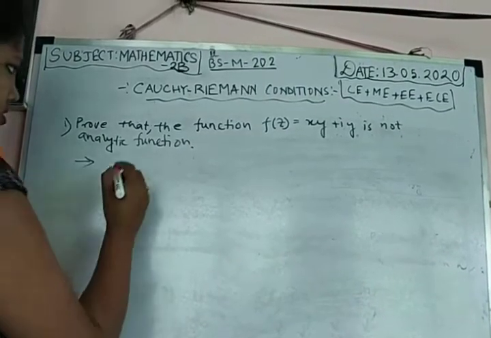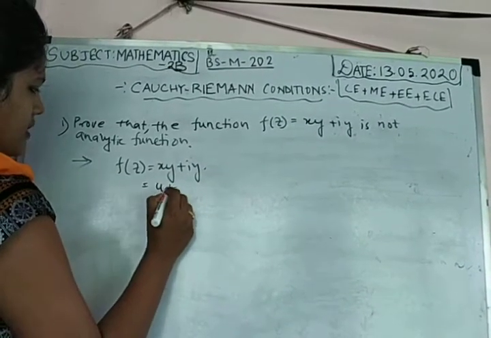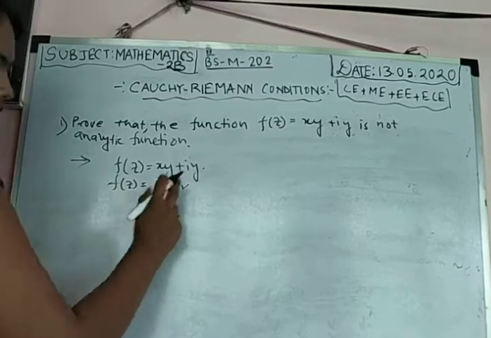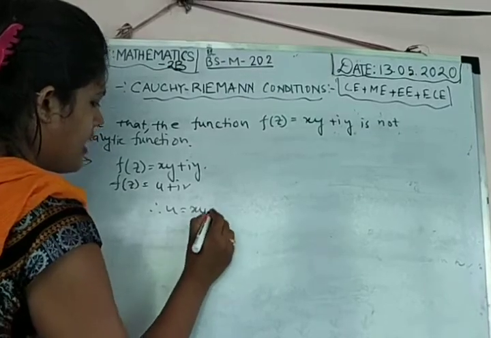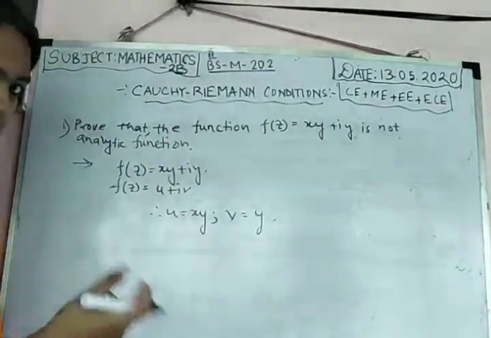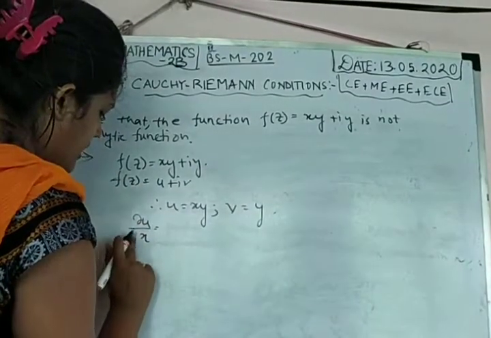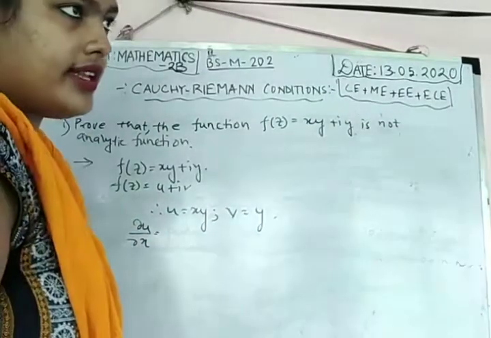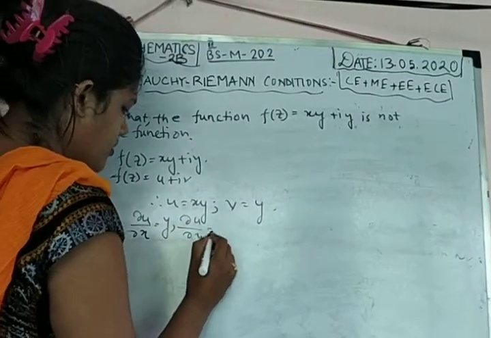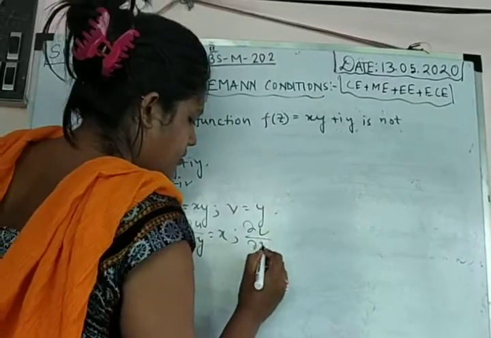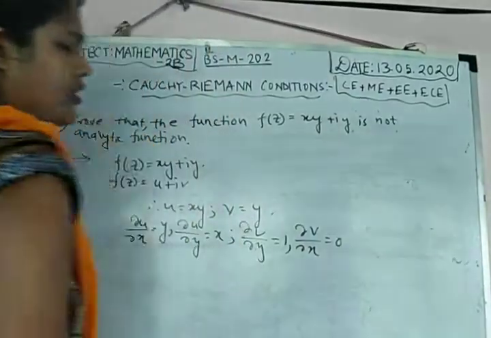So now the solution: f(z) equals xy plus iy. Our f(z) means u plus iv form. All of you know u is the real part and v is the imaginary part. Now we are comparing these two forms, so our u equals xy and v equals y. Now I have to find del u del x, del u del y, del v del x and del v del y. First, del u del x means our function u with respect to x, so the other variable y is a constant, so del u del x equals y. Del u del y equals x. Del v del y is 1, and del v del x is 0, since y is constant.